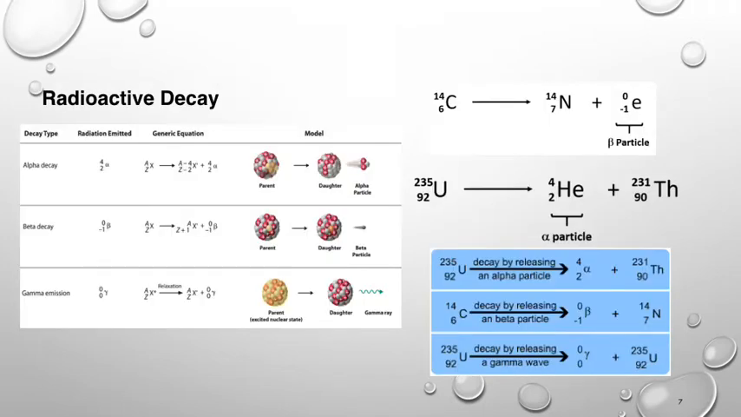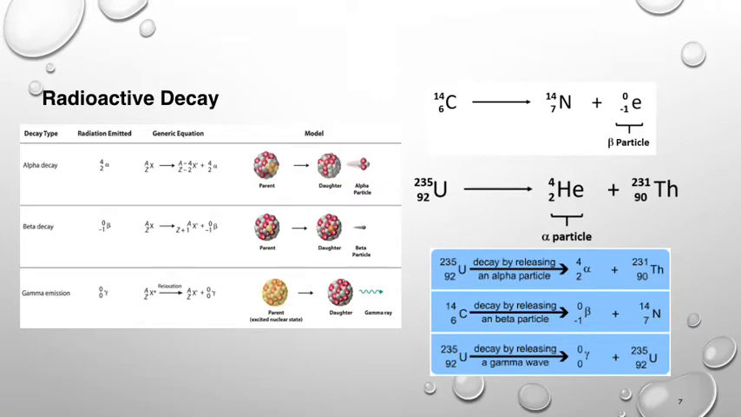These pictures give an illustration of what a radioactive decay looks like. On the diagram on the left, you have the kinds of radioactive decay that you could have. We have the alpha decay, the beta decay, and the gamma emission. As I said earlier, alpha particles are helium nuclei. So if you see under the radiation emitted column, we have the alpha particle there. Helium has an atomic mass of 4, which is put up there.